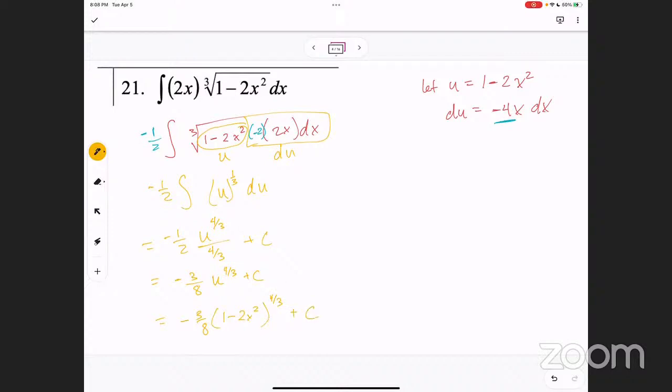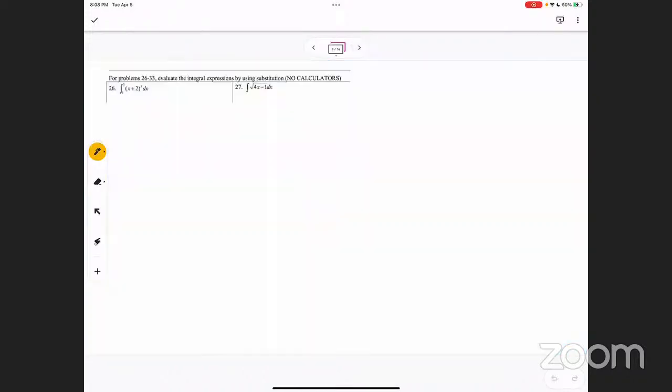Let's see. That seemed pretty easy. Did we get it right? Yeah, that has to be right. Let's just make sure. You just did 1 minus 2x, which I think is wrong. There's no 2x squared in there for some reason. What did they have in their answer? It's negative 3/8 parentheses 1 minus 2x. That's a typo, I think, because it should be 2x squared, since that's what u is.